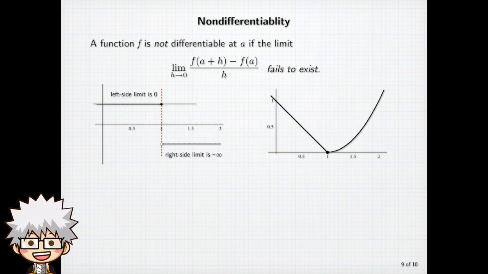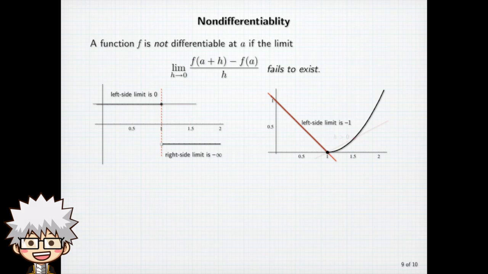Here's the graph of a function that's also not differentiable at 1. Now let's try to see why that's true. A secant line for a negative value of h looks like this. And as h gets smaller, we always have that same secant line, which has a slope of negative 1, and so therefore the left-sided limit as h approaches 0 of our difference quotient at 1 will be negative 1.